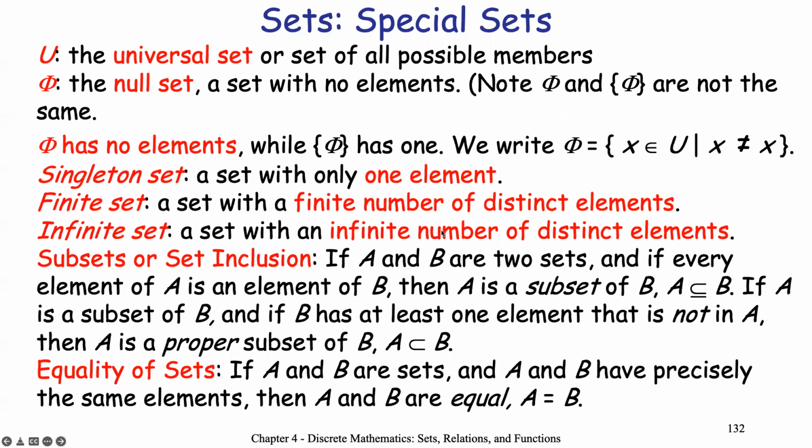So here are a couple of definitions and categories of special sets. First, we have U, which is the universal set of all possible members. We have the null set, which is a set with no elements. Phi has no elements, but if we think of a null as a set, then there would be an element.